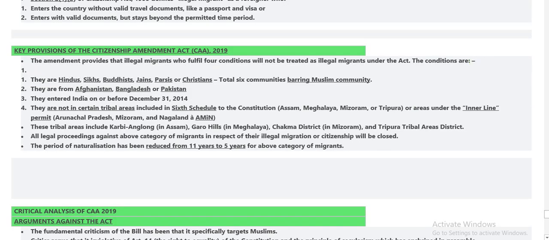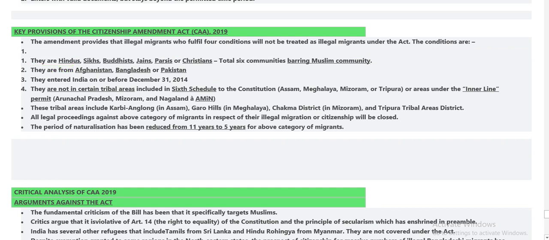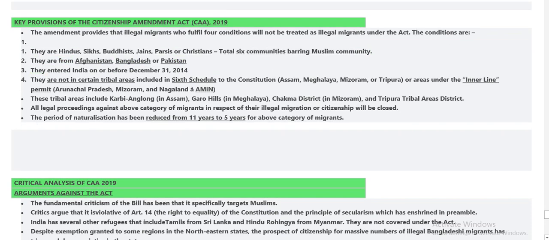Key provisions of the Citizenship Amendment Act, CAA, 2019. The amendment provides that illegal migrants who fulfill 4 conditions will not be treated as illegal migrants under the Act. The conditions are, they are Hindus, Sikhs, Buddhists, Jains, Parsis or Christians, total 6 communities barring Muslim community. They are from Afghanistan, Bangladesh or Pakistan. They entered India on or before December 31, 2014.